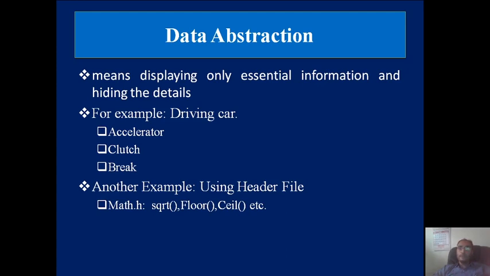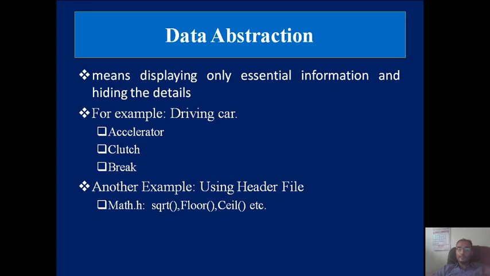For example, you can consider driving a car. If you are driving a car, you know what task the accelerator is doing, what task the clutch is doing, what task the brake is doing, but you do not know how the accelerator actually performs or how the brake actually works, right? To drive, you should only know that the accelerator is used to accelerate the car, the brake is used to stop the car, and the clutch is used to change the gear. You need not worry about its underlying complex structure, right? That is the terminology meant for abstraction, data abstraction.